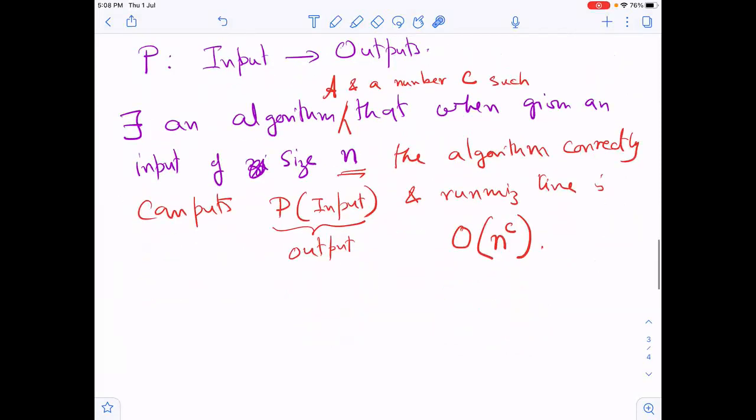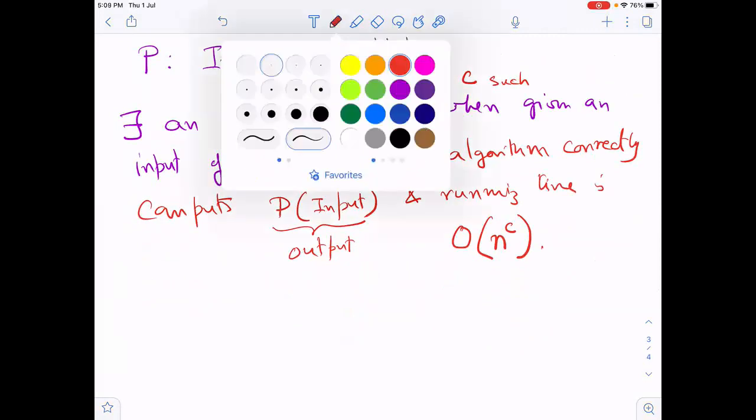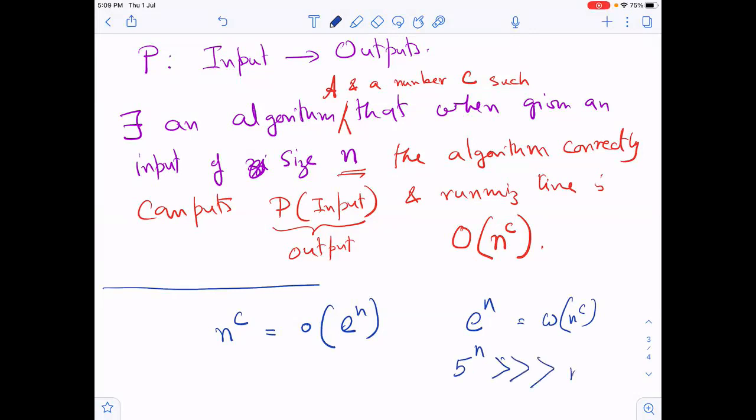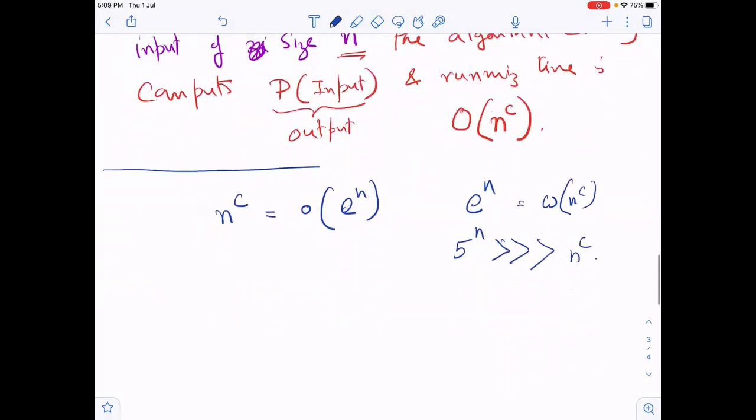because recall, and I hope you remember this, that n to the power C is much smaller than small o of e to the power n, or in other words, e to the power n is small omega of n to the power C. So that means e to the power n, or any constant to the power n for that matter, say 5 to the power n, is way bigger than n to the power C for any constant C. Is this clear?